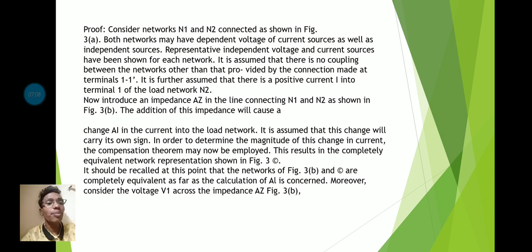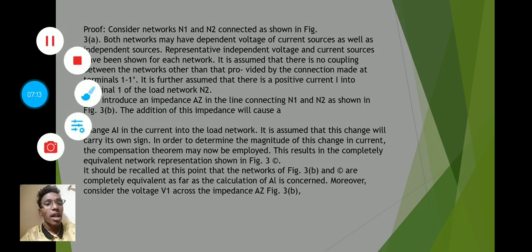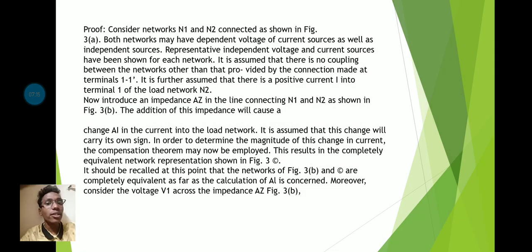The addition of this impedance will cause a change ΔI in the current into the load network. It is assumed that this change will carry its own sign. In order to determine the magnitude of this change in current, the compensation theorem may now be employed. This results in a complete equivalent network representation shown in figure 3c.